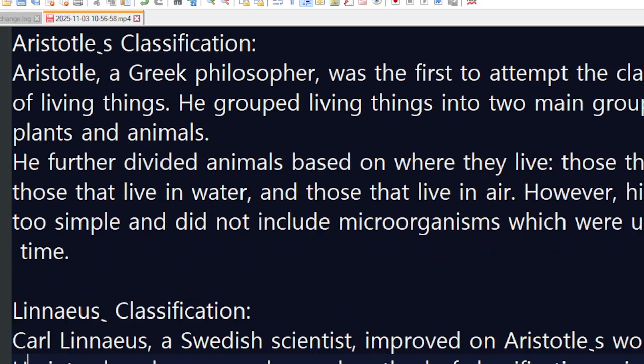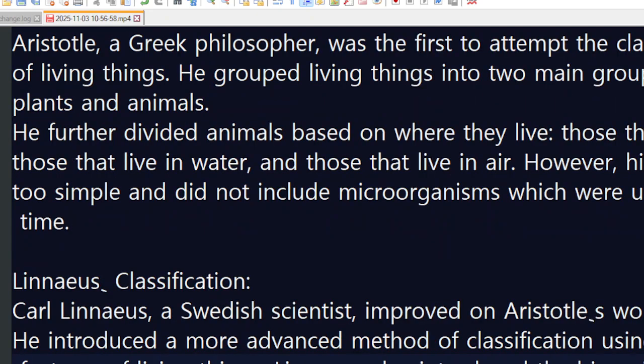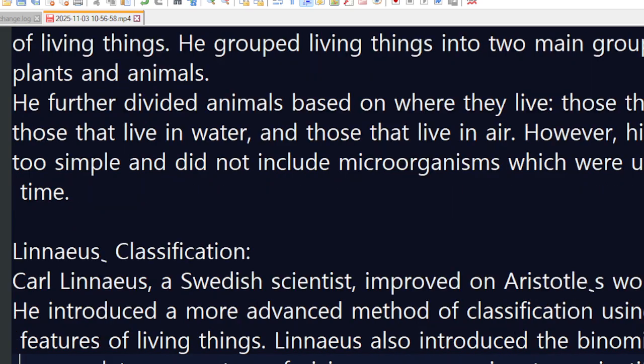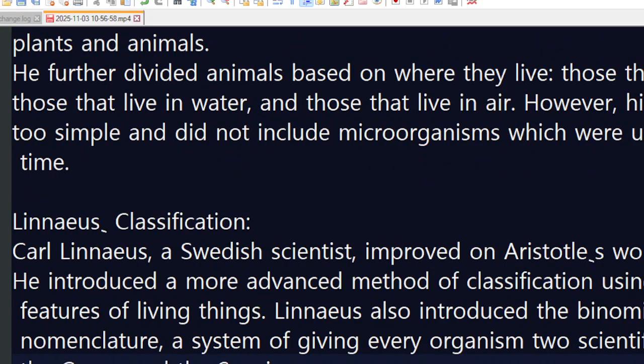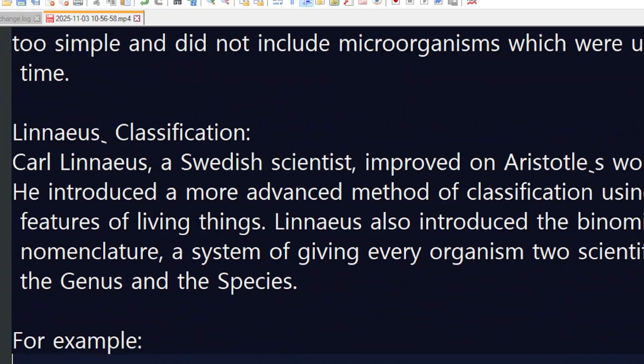Linnaeus classification. Linnaeus, a Swedish scientist, improved on Aristotle's work. He introduced a more advanced method of classification using observable features of living things. Linnaeus also introduced the binomial nomenclature, a system of giving every organism two scientific names, the genus and the species.